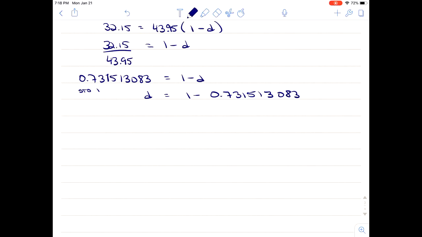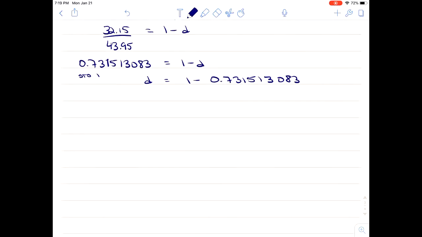So 1 minus recall 1 equals 0.268486917. So D is 0.268486917. You have to hit the equal sign, otherwise it'll just show the recall one. But that's going to be very handy when we can store things and recall things.